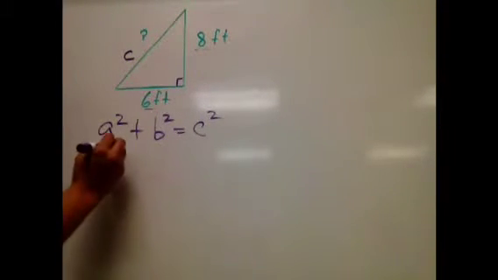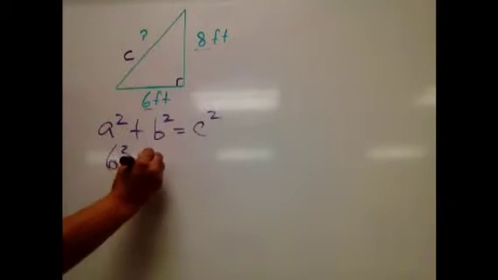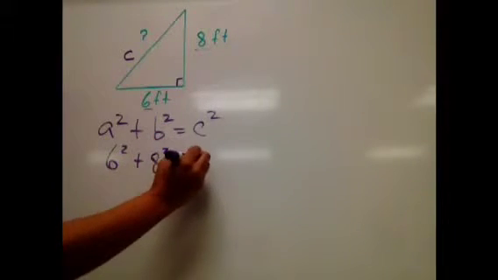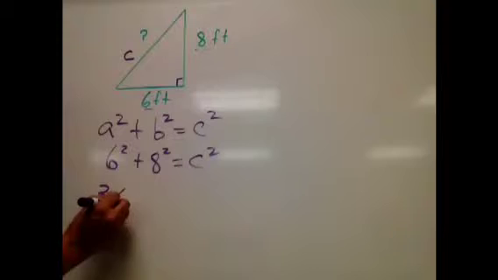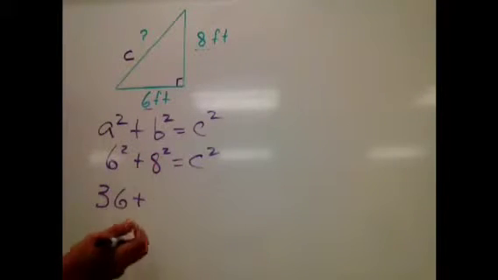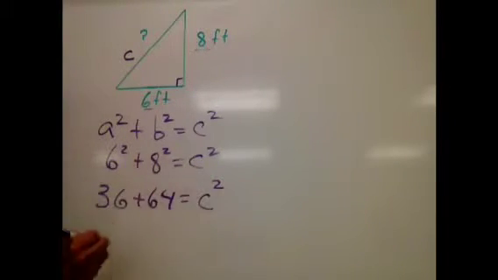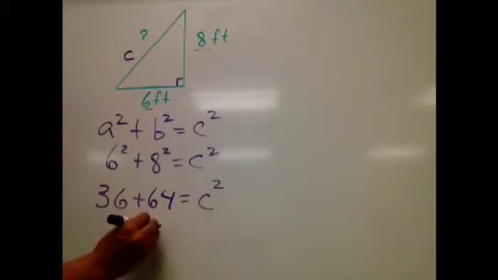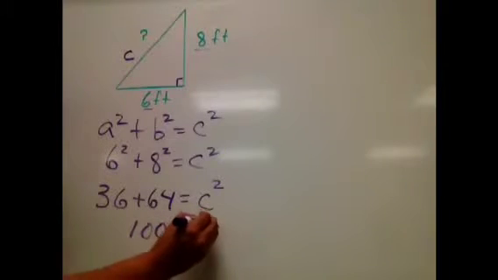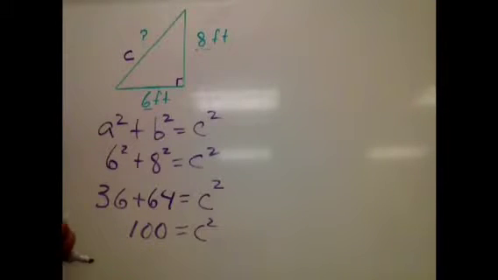Okay? All right, so I'm going to put 6 squared plus 8 squared equals C squared. Let's do the math. 6 times 6, 6 squared is 36, plus 8 squared is 8 times 8, which is 64, equals C squared. When we add these together, we get 100. That's C squared. Problem is, I know 100 is equal to C squared, but we need to figure out what it is. What is that one side equal to?